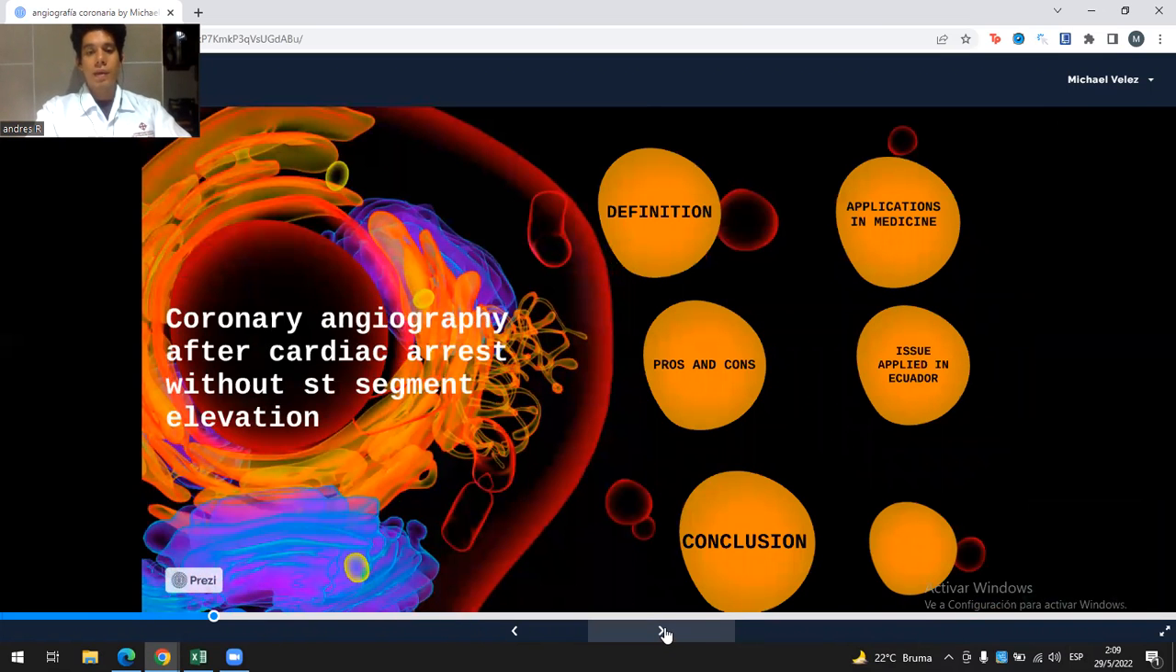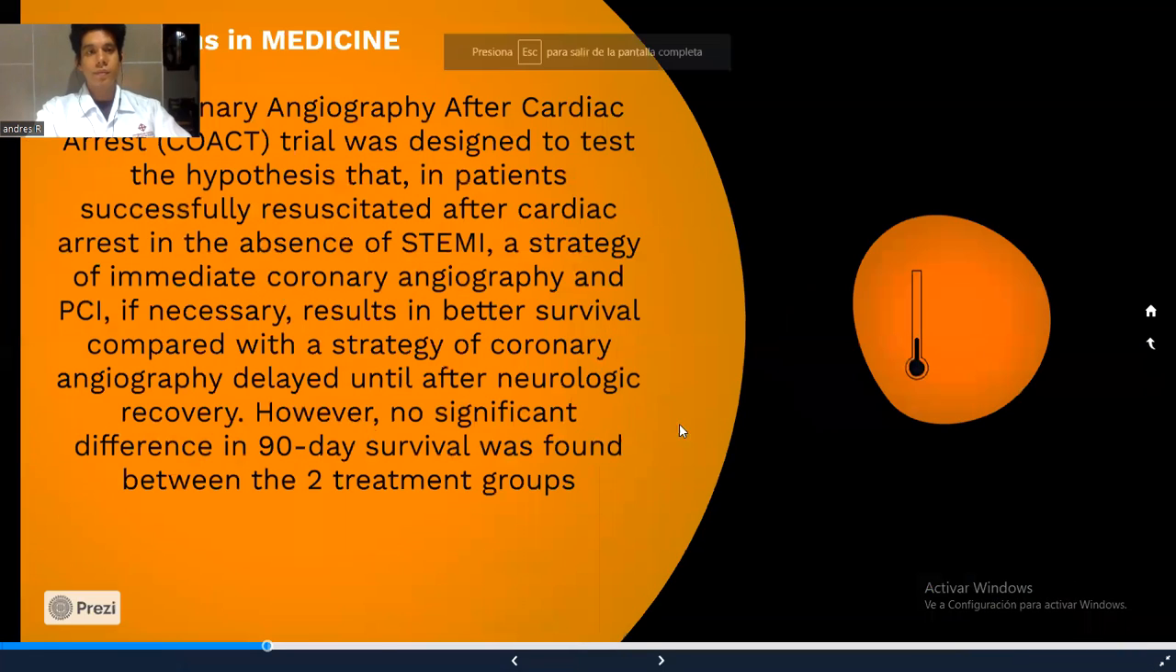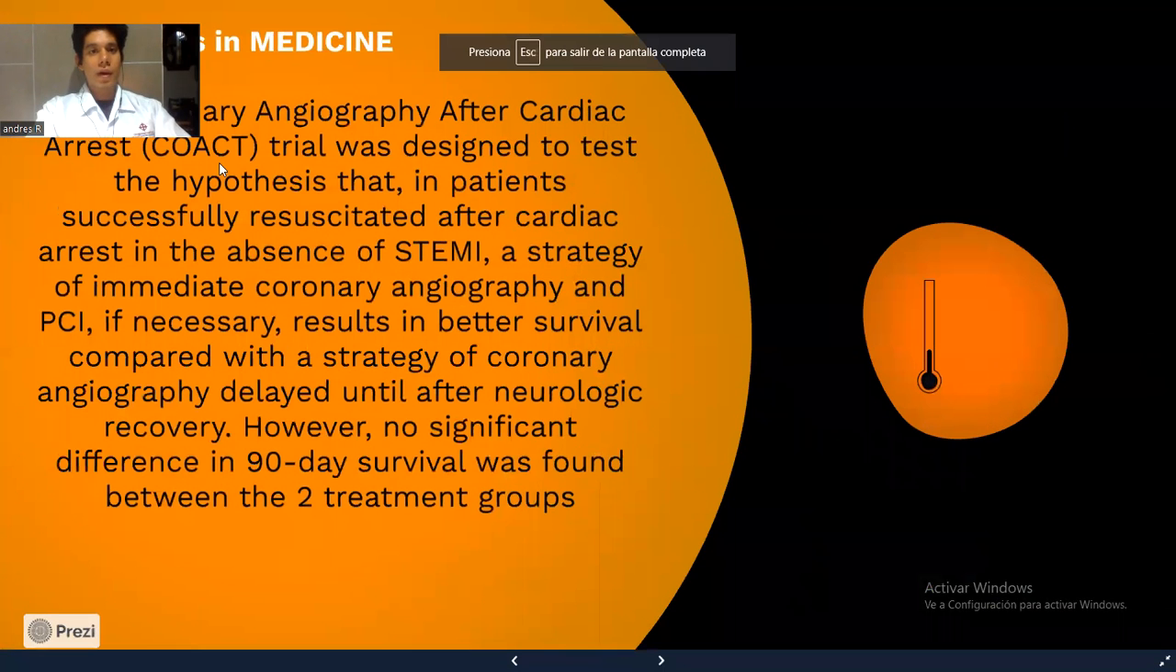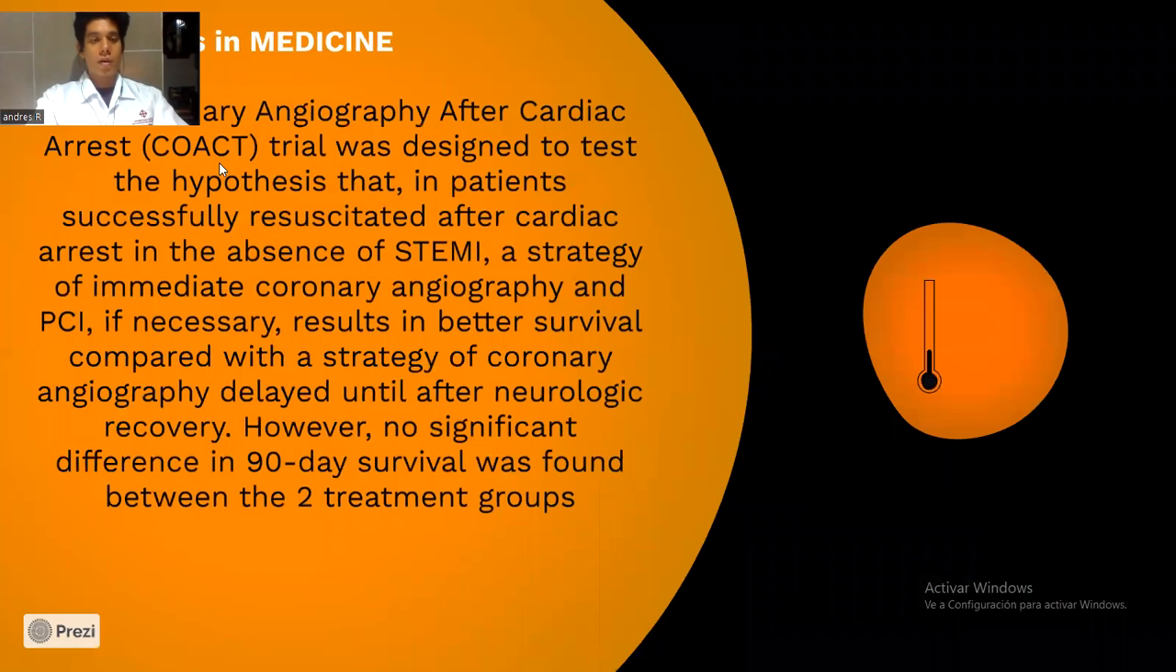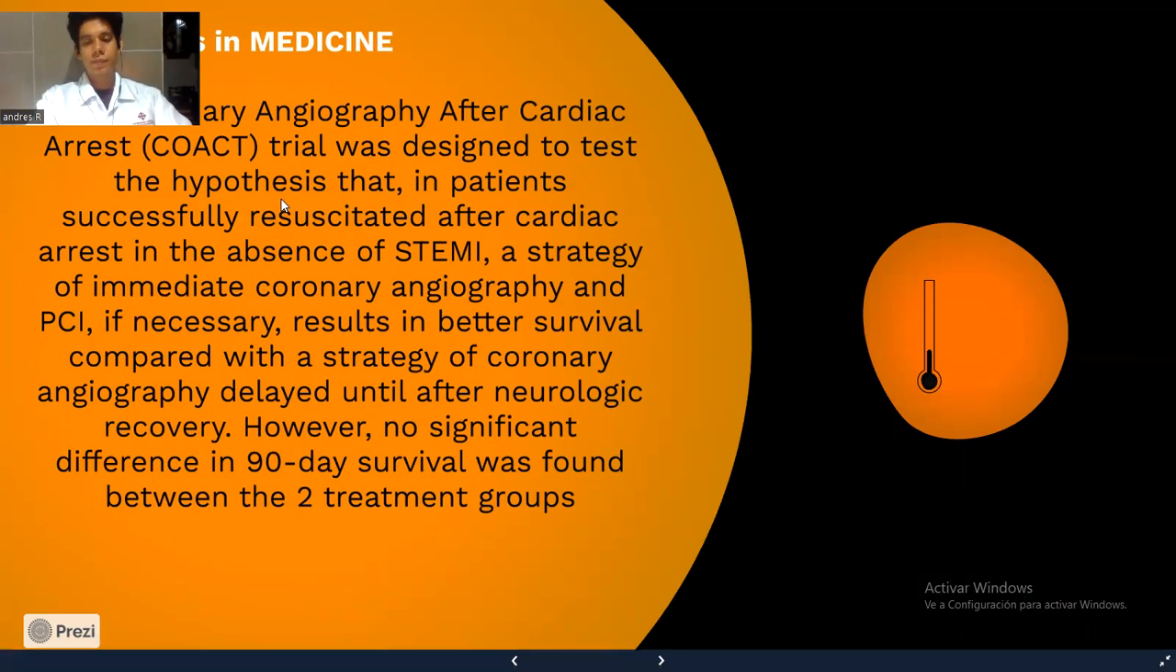Now, applications in medicine. The coronary angiography after cardiac arrest (COACT) trial was designed to test the hypothesis that in patients successfully resuscitated after cardiac arrest in the absence of STEMI, a strategy of immediate coronary angiography and PCI, if necessary, results in better survival compared with a strategy of coronary angiography delayed until after neurologic recovery. However, no significant difference in 90-day survival was found between the two treatment groups.